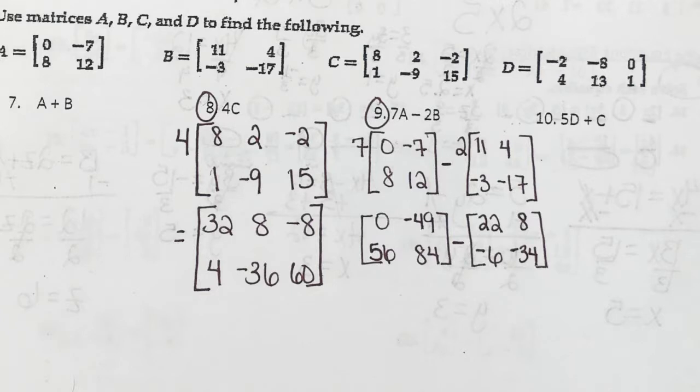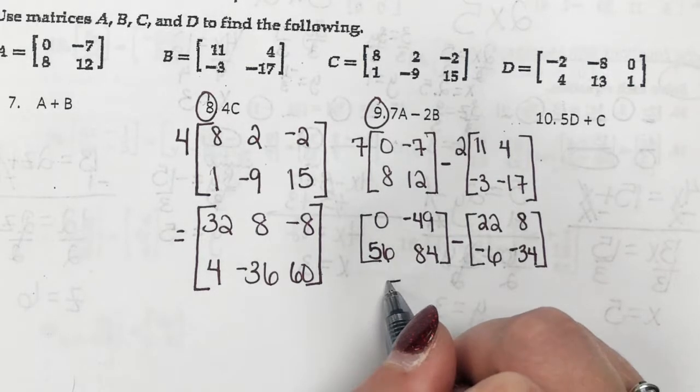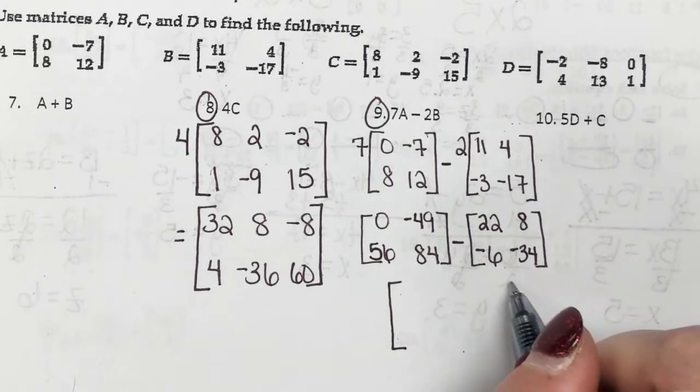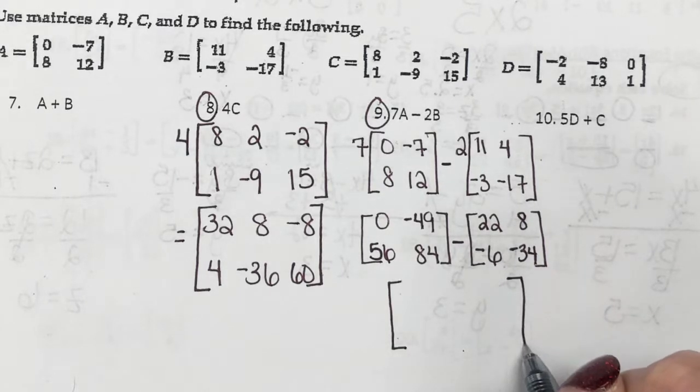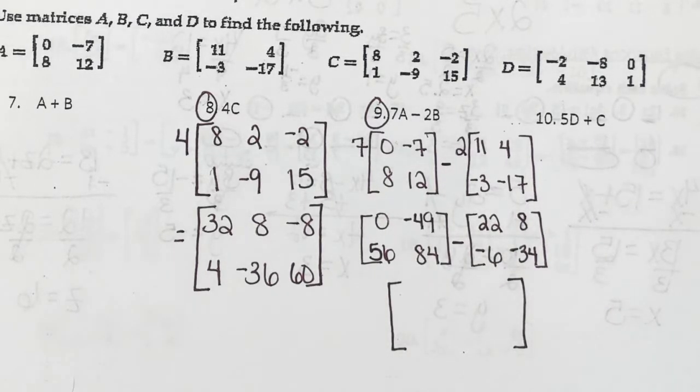And then what are we going to do with those two matrices? We're going to subtract them. There you go. All right, subtract them real quick. See if you can get those numbers. And then 7 and 10 are your homework.